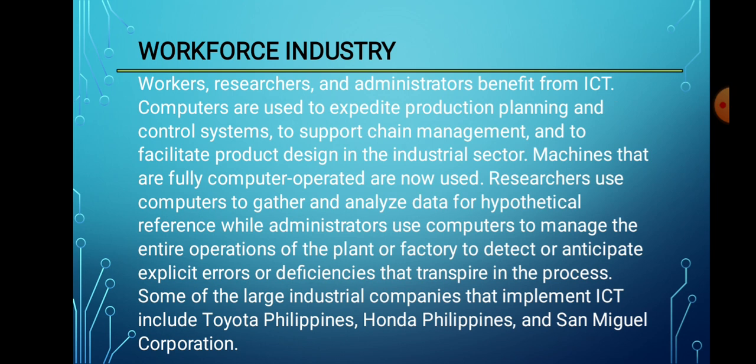Workplace researchers and administrators benefit from ICT. Computers are used to expedite production planning and control systems, to support supply chain management, and to facilitate product design in the industrial sector. Machines that are fully computer operated are now used. Researchers use computers to gather and analyze data for hypothetical reference, while administrators use computers to manage the entire operations of the plant or factory, to detect or anticipate explicit errors or deficiencies that transpire in the process. Some large industrial companies that implement ICT include Toyota Philippines, Honda Philippines, and San Miguel Corporation.